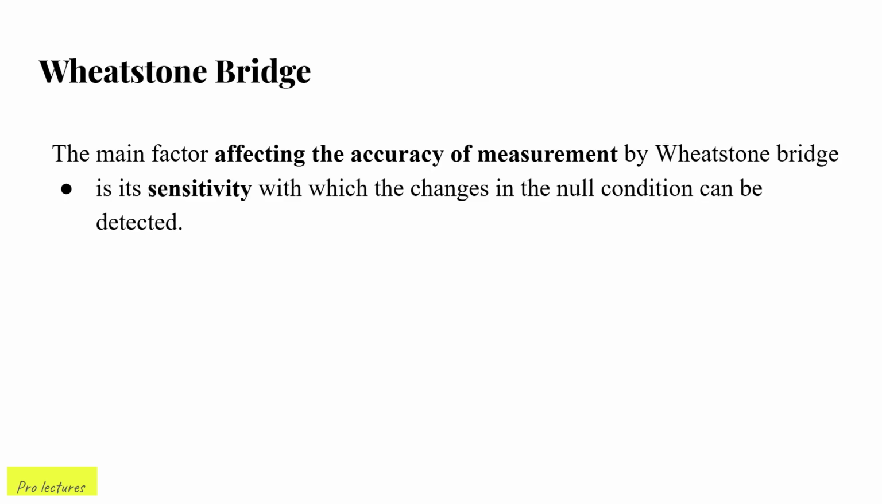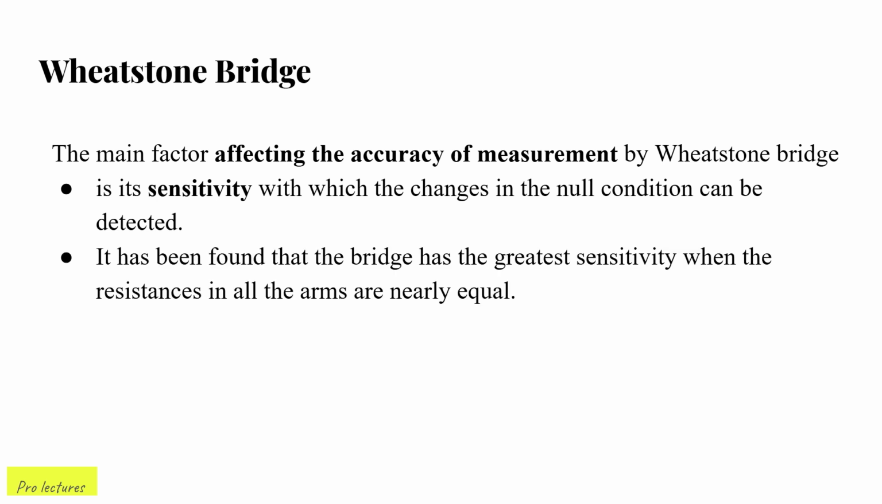The main factor affecting the accuracy of measurement by the Wheatstone bridge is its sensitivity, with which the changes in the null condition can be detected. It has been found that the bridge has greatest sensitivity when the resistances in all the arms are nearly equal.